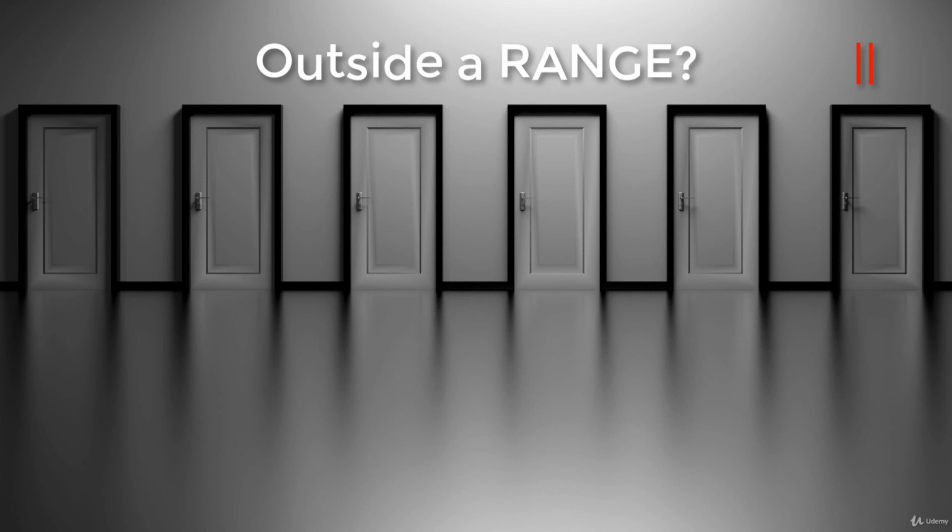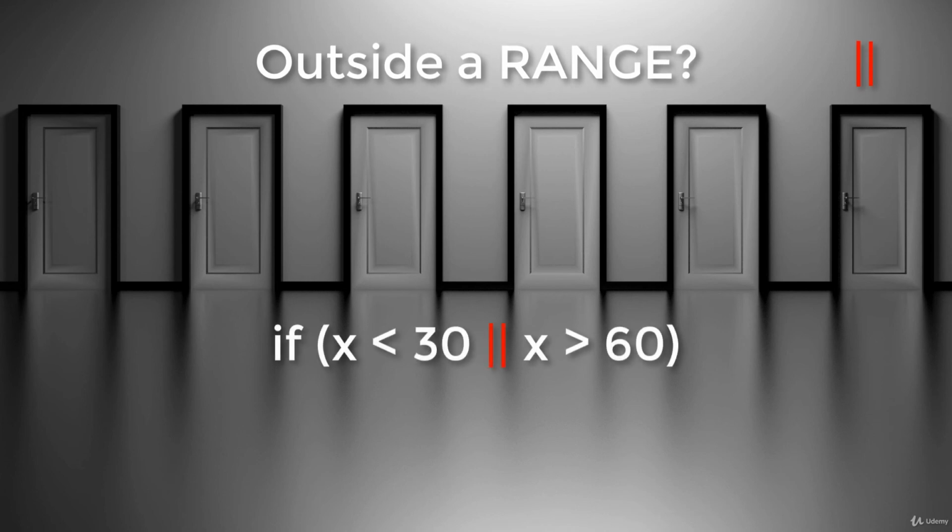Now evaluate the following statement. The question in this case is, is x less than 30 or is x greater than 60? Only one of the two needs to be true for the OR operator to evaluate to true. So let us take the value of 20 again. 20 is less than 30, so the left side would be true. Is 20 greater than 60? No, so the right side would be false. This expression would then return true.